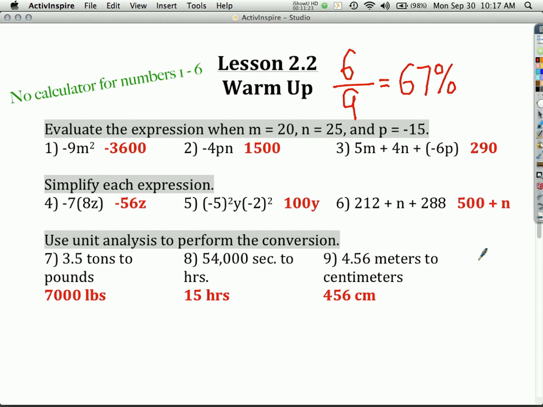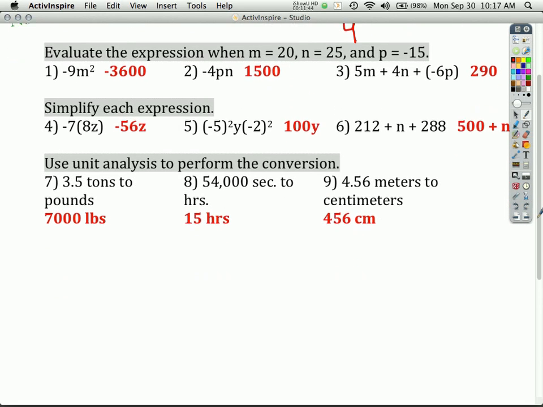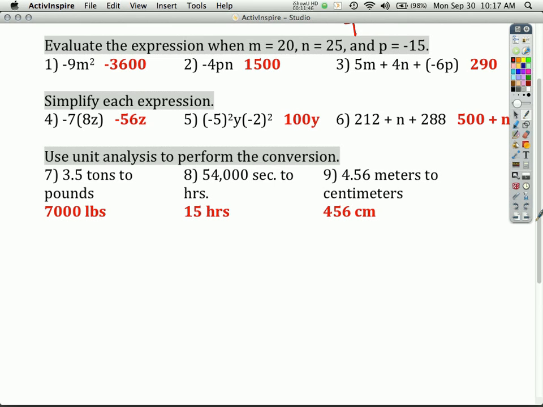So, I had put this little note here that says no calculator for numbers 1 through 6, and I want to illustrate the reason why. The last lesson, the whole point was you learned 2 properties, and you were asked to start using them to help yourself see math a little bit differently. So I want to take number 2. So everyone look at their number 2.